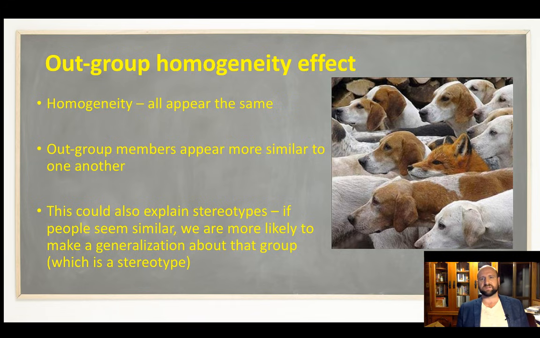And this can explain stereotypes. If you think a stereotype is a broad generalization of a group of people, it's very easy to make a generalization if you think they're all similar, right? And so then that naturally leads to stereotypes. So I think the out-group homogeneity effect, part of social identity theory, is very good for explaining stereotypes.